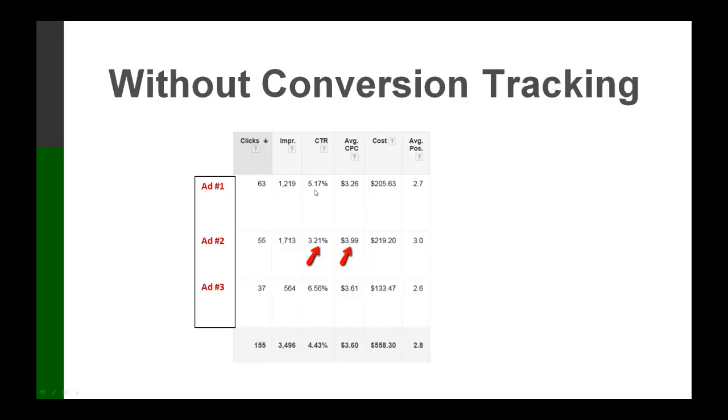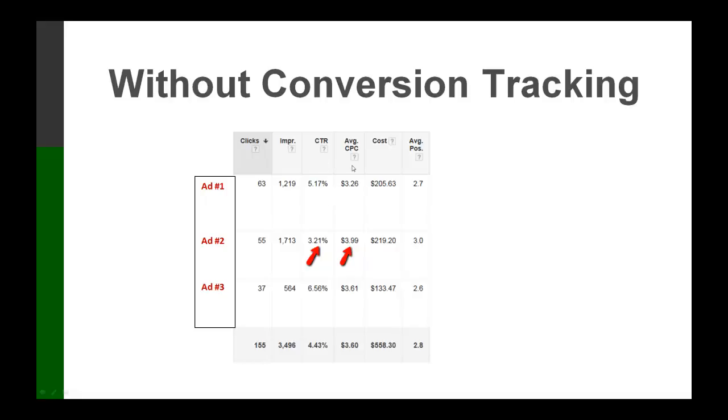So a 5.17% click-through rate is 63 into 1219. 63 divided by 1219 gives you a 5% click-through rate. And remember, we said in another video, you really only need 2 to 3%, so that's actually still usually a pretty good ad. And we'll see that when we look at conversion tracking.